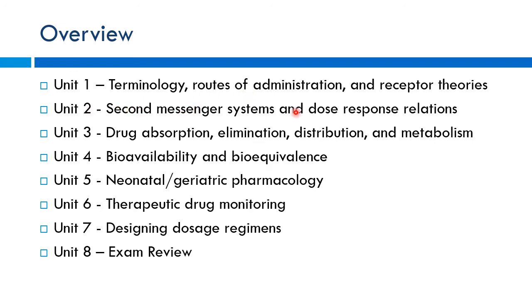We'll talk about secondary messenger systems. So we're going to talk about what happens after a drug interacts with the receptor. We'll talk about kinetics of drugs. So we're going to talk about pharmacokinetics, and what that is, regarding things like absorption and elimination of drugs. And then some stuff about bioavailability and bioequivalence. We'll talk about that a little bit later.